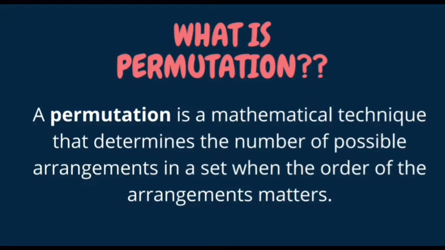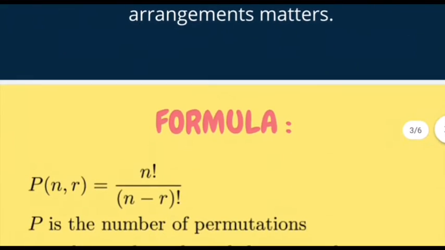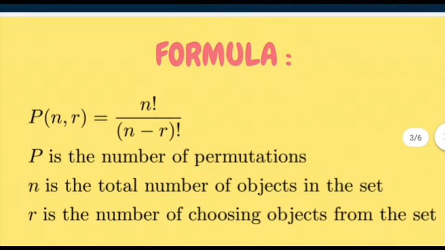So now we move on to the formula for permutation. The formula for permutation is n factorial over n minus r factorial. So n refers to the total number of objects in the set, while r is the number of objects chosen from the set.